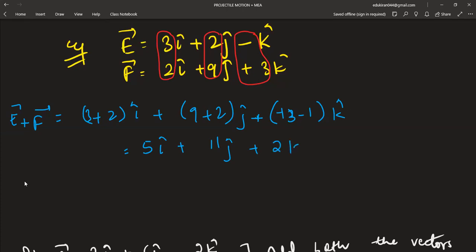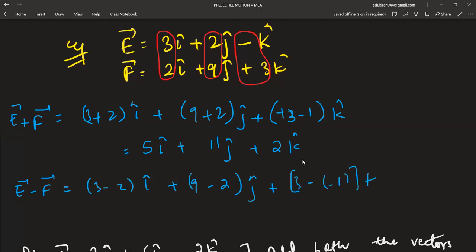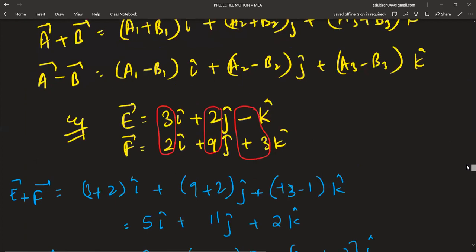Or if you are subtracting this, E minus F. So this would become 3 minus 2. Same thing, you will take the same coefficients. Plus 9 minus 2 J cap. Plus this is 3 minus minus 1, so this becomes 4 K cap. So this is I cap, this is 7 J cap, plus 4 K cap, like this. Write it and answer this question. Write it first.